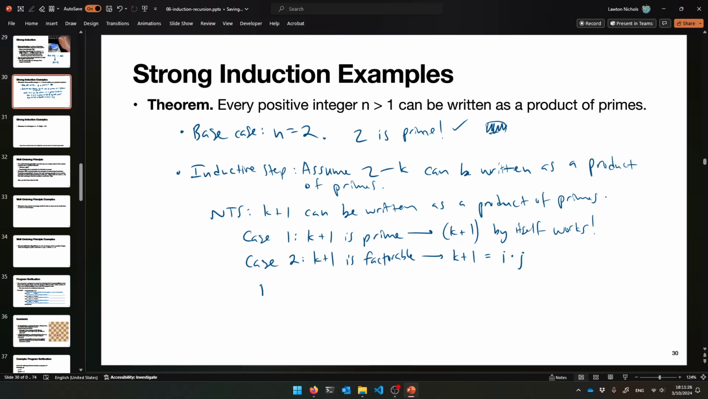So by the inductive hypothesis, i and j can both be written as products of primes, because they're smaller numbers between 2 and k, and I assumed that any of those numbers can be written as a product of primes. Cool. Therefore, k plus 1, which is equal to i times j, you just replace i with all the primes it was a product of, and j with all the primes it was a product of, and then you multiply them. It's a bigger product of primes. Do you see that? So therefore, the whole thing, the bigger original number, is a product of primes.